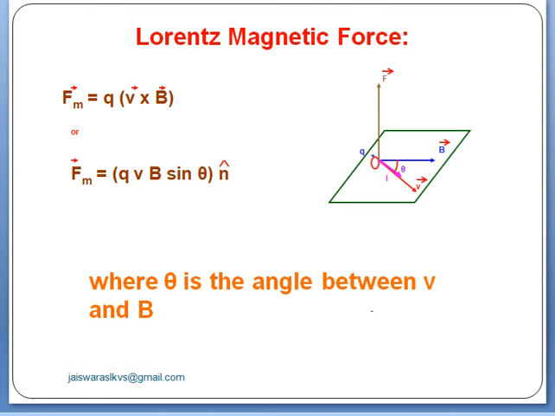See next formula, that you all are familiar with. F is equals to q in bracket v cross B. In its magnitude, F is equals to qvB sin theta n cap, where n cap is a unit vector and theta is the angle between v and B.